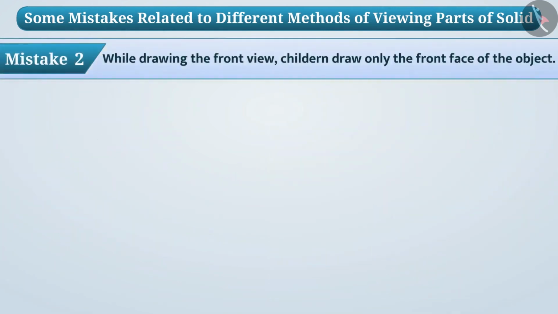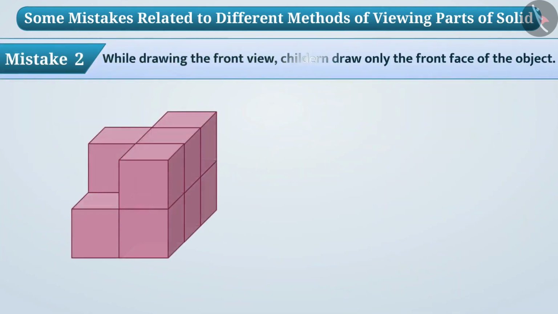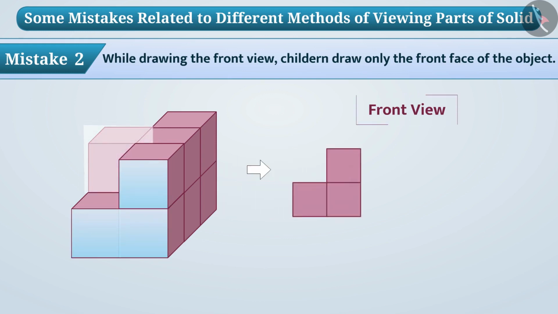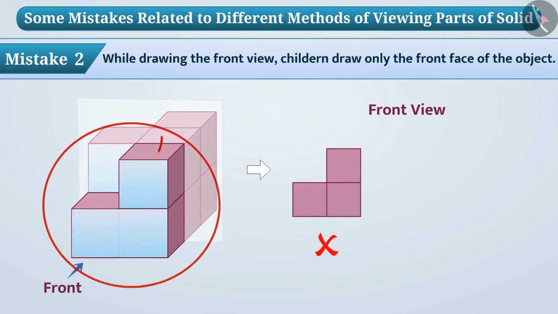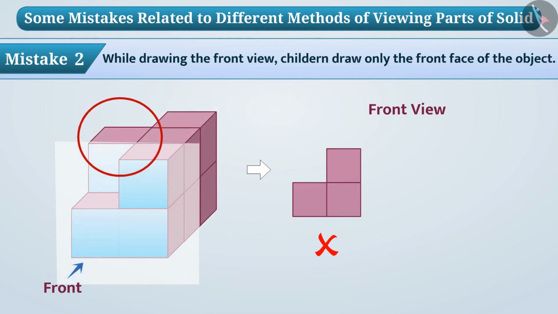Mistake 2. While drawing the front view, children draw only the front face of the object. If children are asked to make the front view of the shape shown, then they take into consideration only the most visible cubes when making the 2D figure. They ignore the cube that appears behind. This gives them such a front view, which is a misunderstanding. The figure as we see from the front must come in the front view of the shape. In the front view of the shape, the front part and back part should be considered.